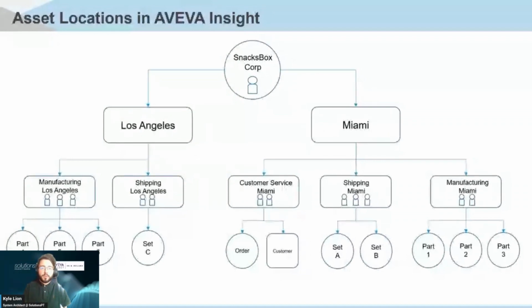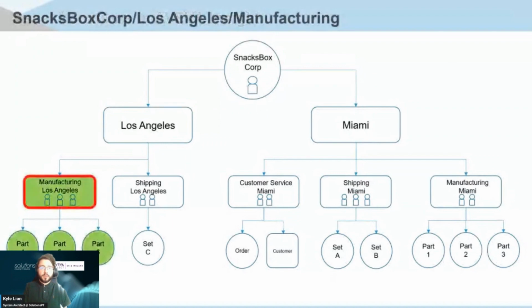So if we wanted to set it such that our users could only view data relating to the manufacturing department of the Los Angeles site, we would assign our users the path at the top there. So SnacksBoxCorp/Los Angeles/manufacturing. And that would give them access to the manufacturing department and all children of that asset. So in this case, parts 4, 5, and 6.